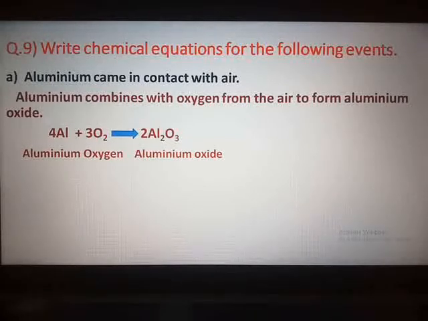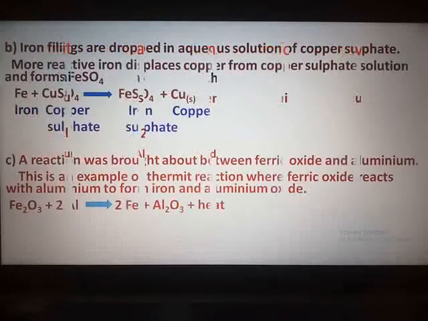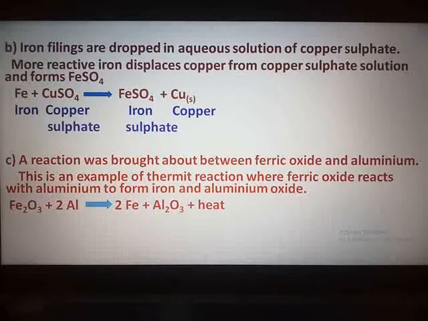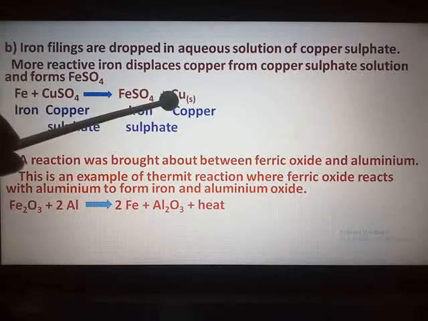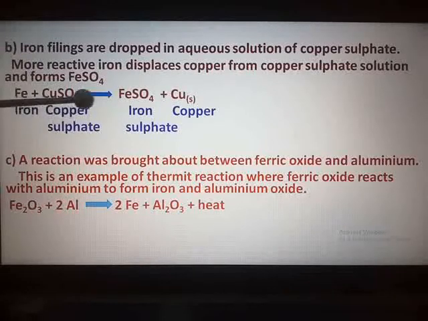Next is question number 9b. Iron filings are dropped in aqueous solution of copper sulfate, what will happen? So the more reactive iron will displace copper from copper sulfate solution and it will form FeSO4, that is ferrous sulfate. And this you can see is an example of displacement reaction which you have studied in chapter number 3. So Fe plus CuSO4 forms FeSO4 plus Cu. So iron plus copper sulfate forms iron sulfate plus copper.